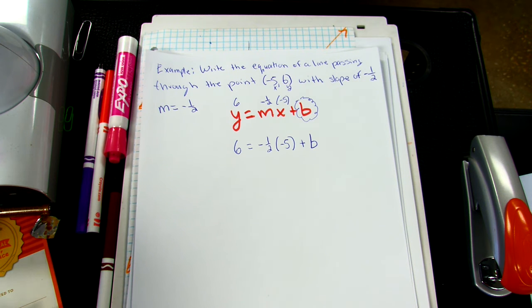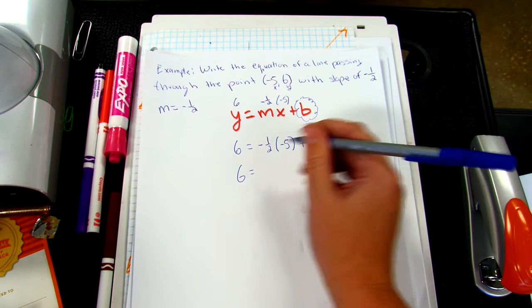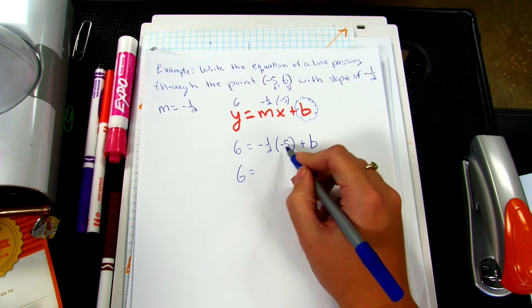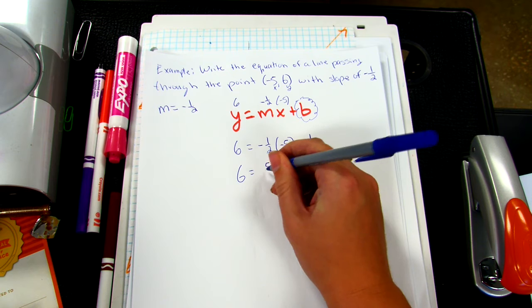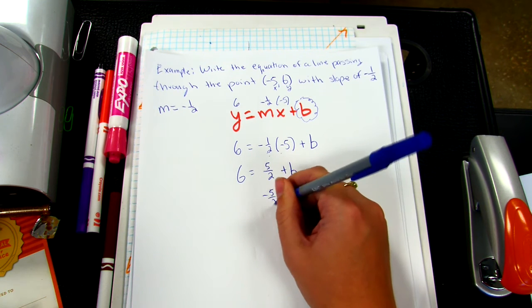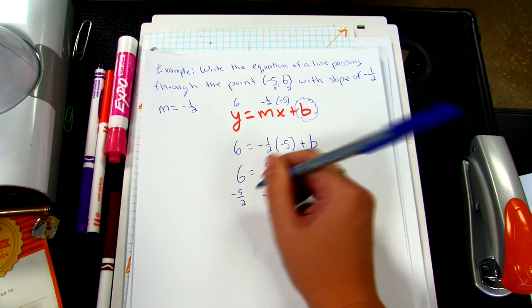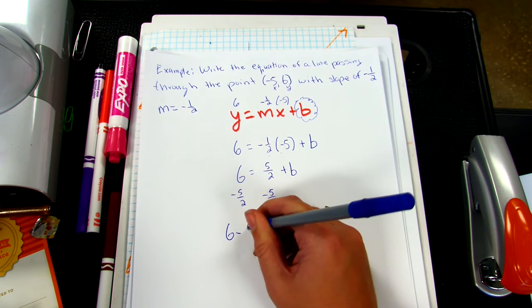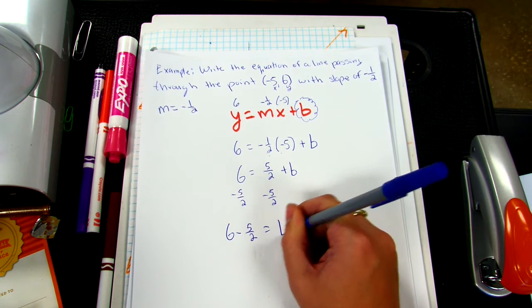So now we solve for b. First, -1/2 times -5 is +5/2. Now we're going to subtract 5/2 from both sides. So 6 minus 5/2 is equal to b.